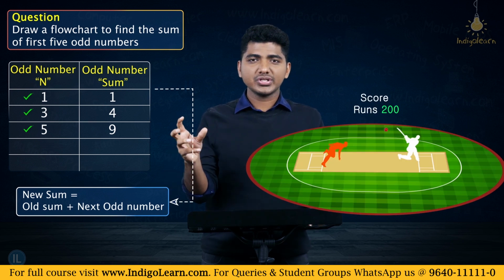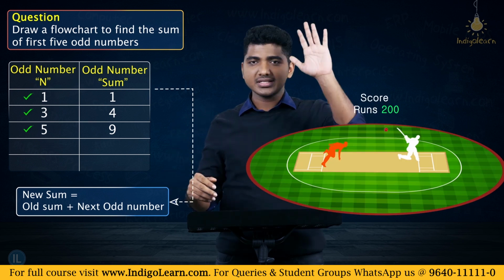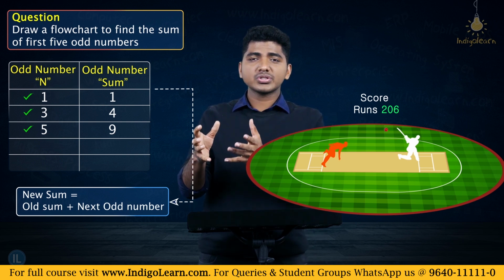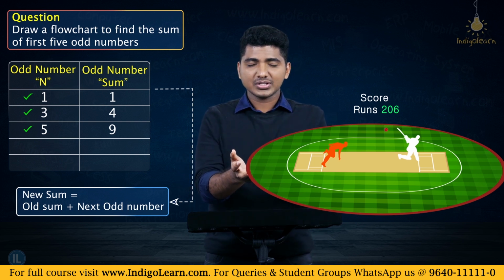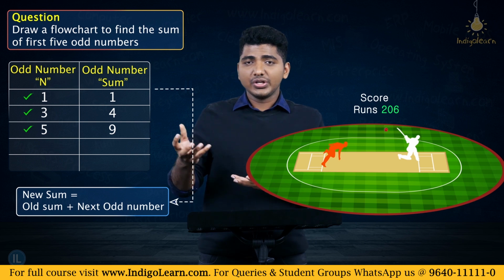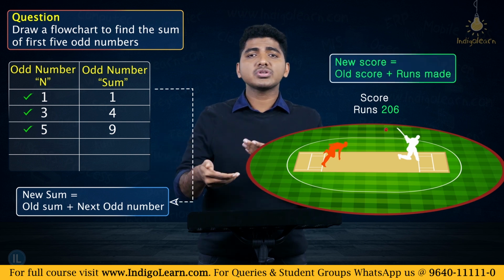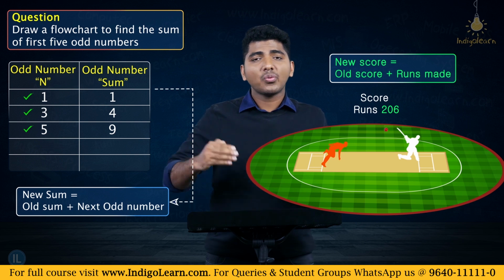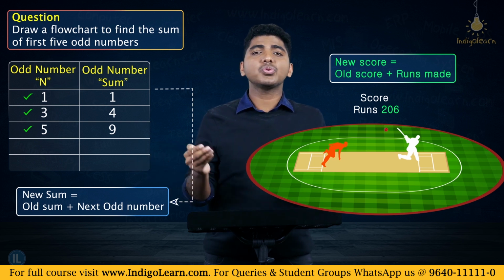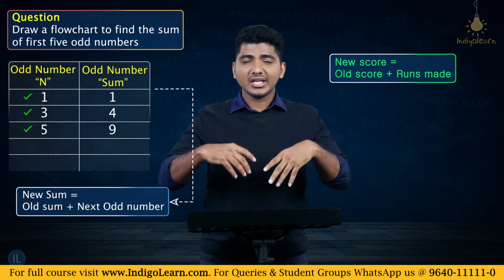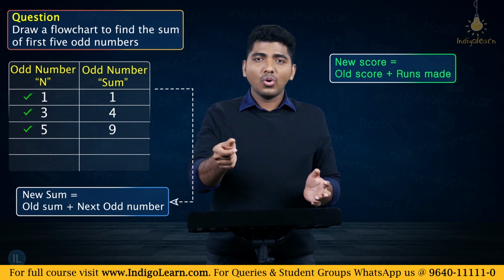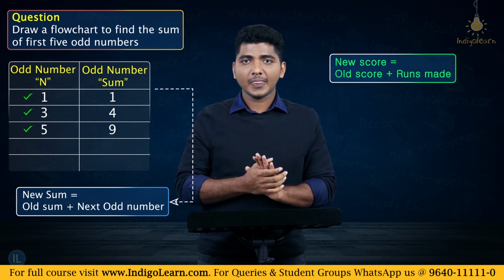Let us say the cricket score is 200 and one batsman hit a 6. So what is the new score? The new score is nothing but the old score plus the run. So I will write new score is equal to old score, which is 200, plus run, which is 6. So now what is the new score? The new score is 206. Correct. In the same way here also, new sum is equal to old sum plus next number.